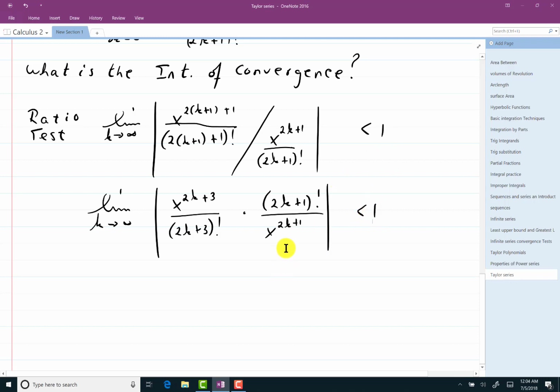So I'll do some canceling here. When I cancel out the x to the 2k plus 1, that will leave me with just x squared in the numerator. And then when I cancel out 2k plus 1 factorial with the 2k plus 3 factorial, what it will leave in its wake is 2k plus 3 times 2k plus 2. Because from that point on, it would have been the factorial had it been there. Now, notice this. I have k's, but they're positive. X squared can't be negative, so I can drop these absolute values completely.